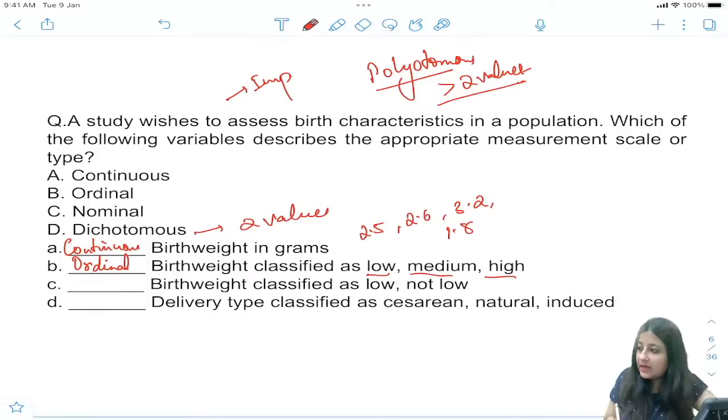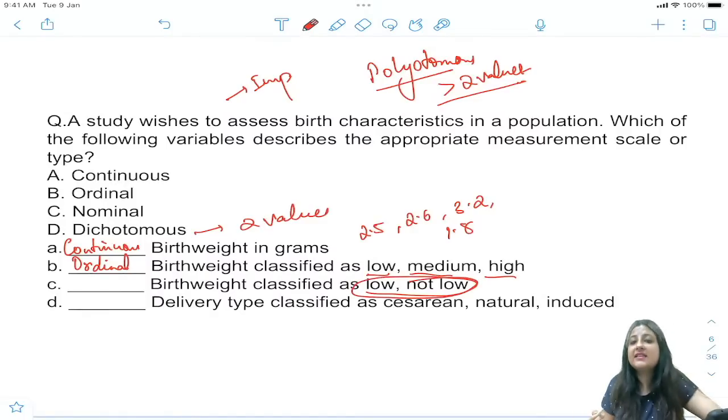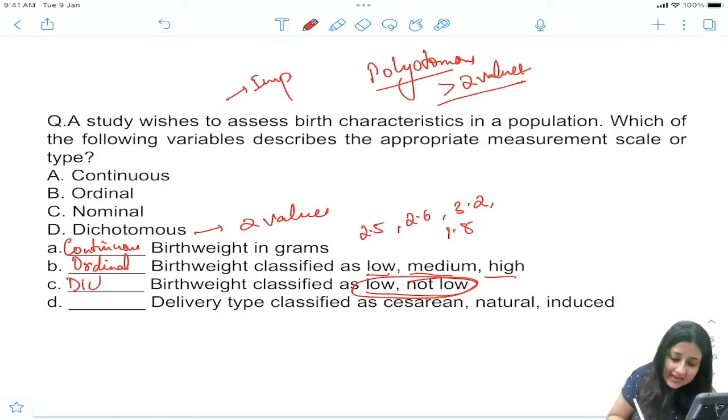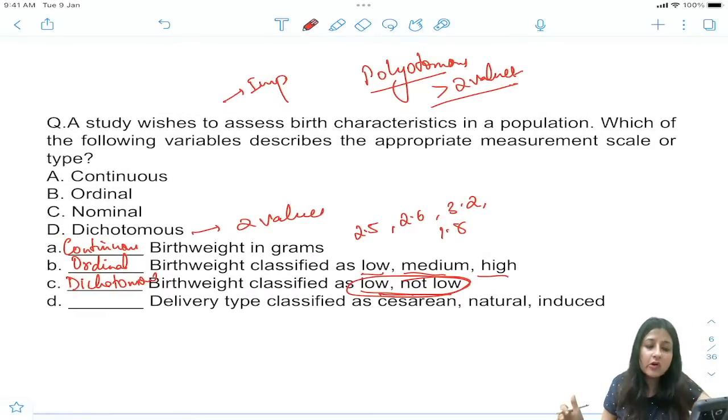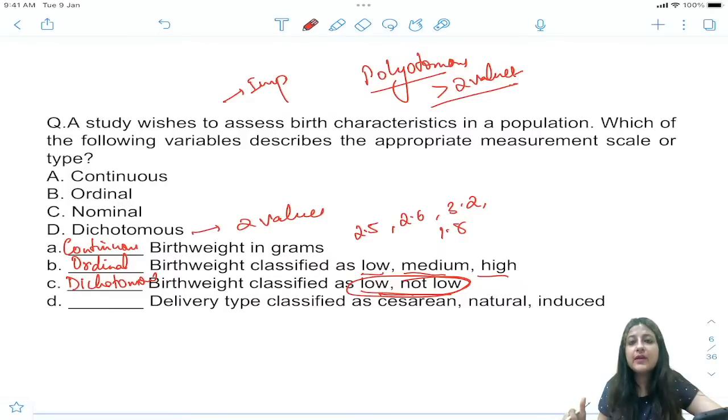Very good. Birth weight classified as low and not low. What is this? What are you going to select over here? Low and not low. Now from the options, if you see, low and not low is taking up two values, right? So here you can write dichotomous. Anybody who says this as nominal is also not wrong. ठीक है? Low and not low को तुम nominal भी बोल सकते हो. तुम गलत नहीं हो. But because we have dichotomous as an option, so we are putting that.